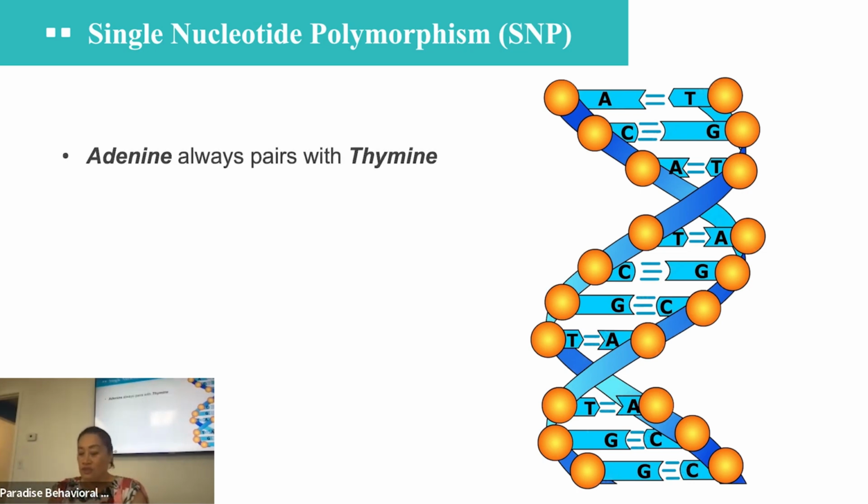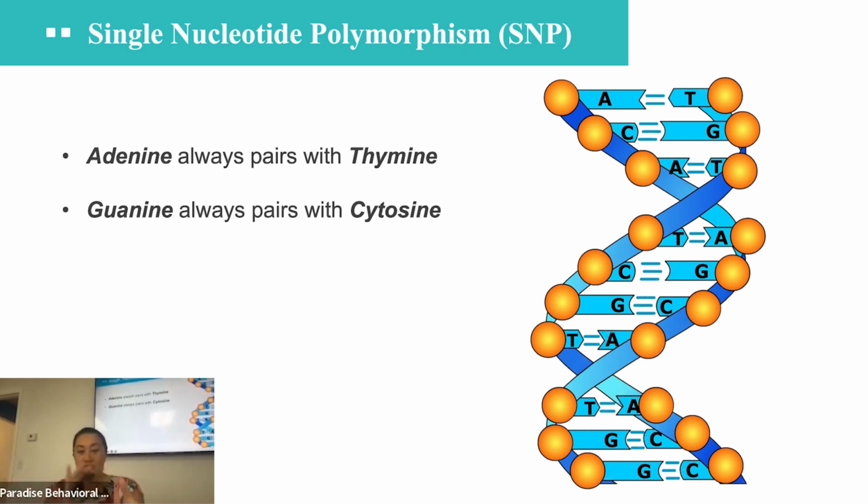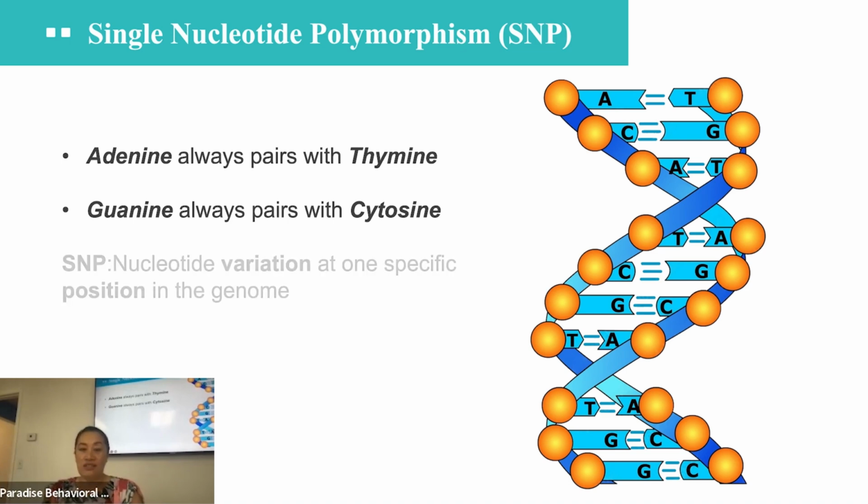In a normal double helix strand of DNA, adenine always pairs with thymine, and guanine always pairs with cytosine. So you see that, right? You know, ATCG, and twisted. Sometimes it looks backwards, but it doesn't really matter. They have to have matching pairs: adenine, thymine, guanine, cytosine.